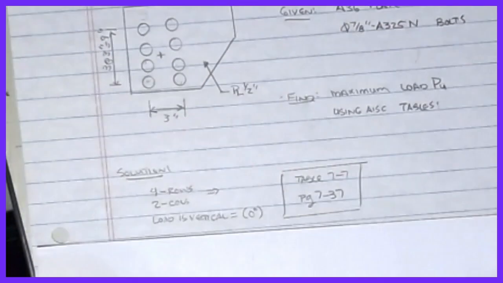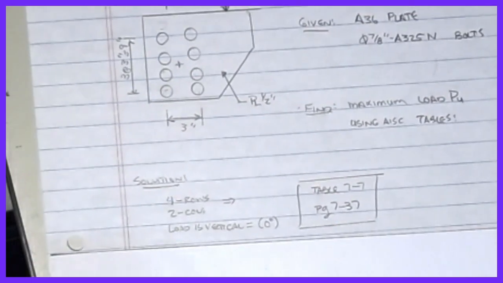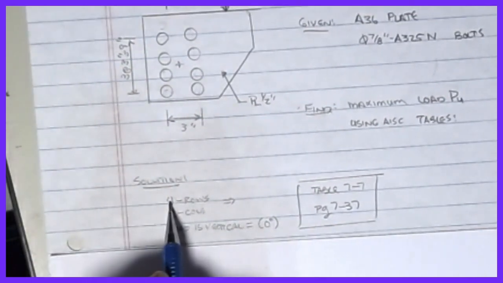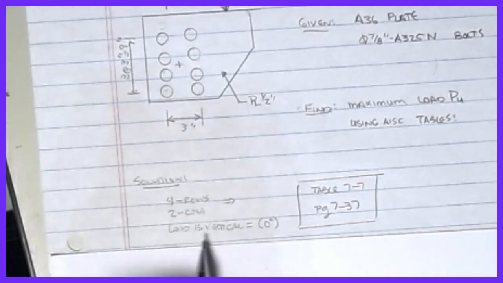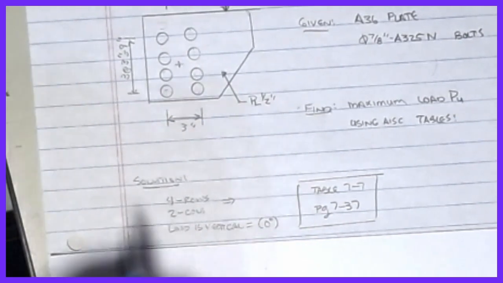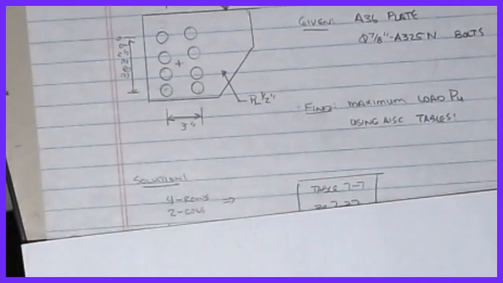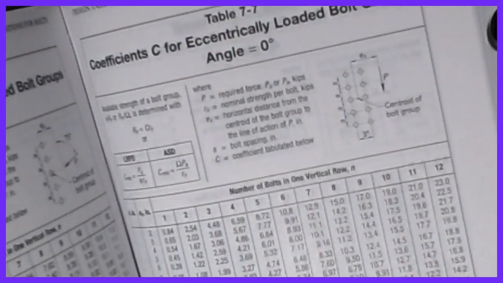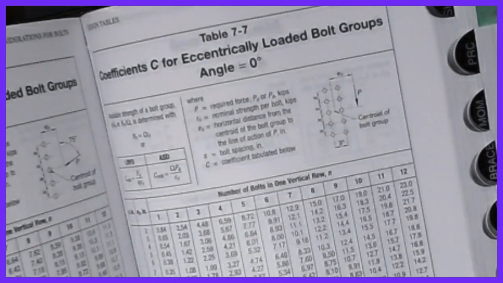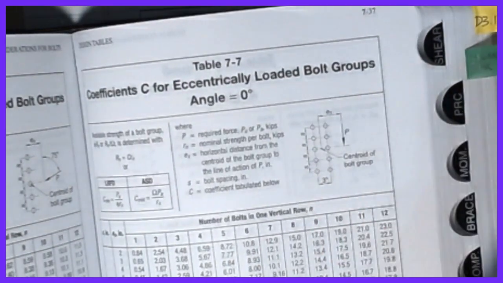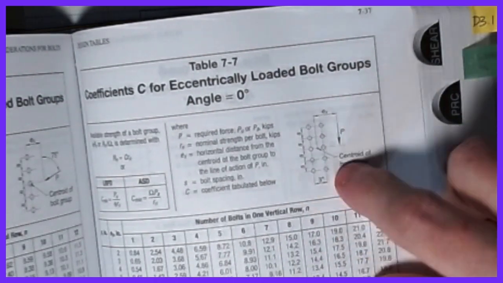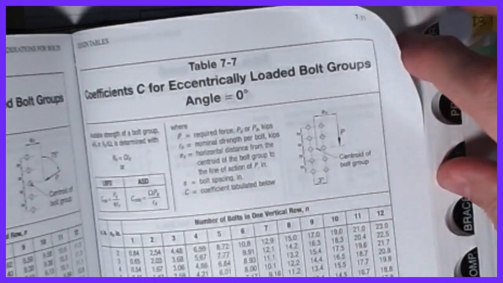The parameters that we need to conclude from this: I need to know the number of rows of bolts, the number of columns of bolts, and the orientation of the load. So for us, if we look in the 15th edition manual, I have a whole bunch of tables on here, and we're looking at the groups of these. This is the actual table that we need for the problem that we're going to solve, but I want to show you some of the others first.